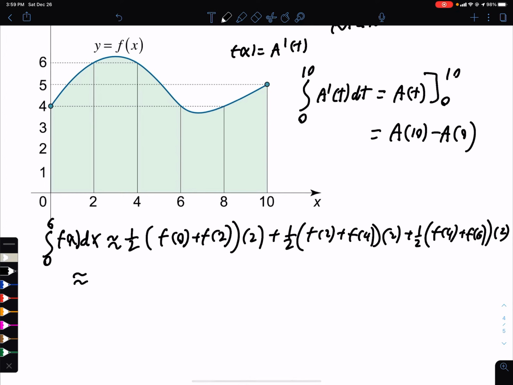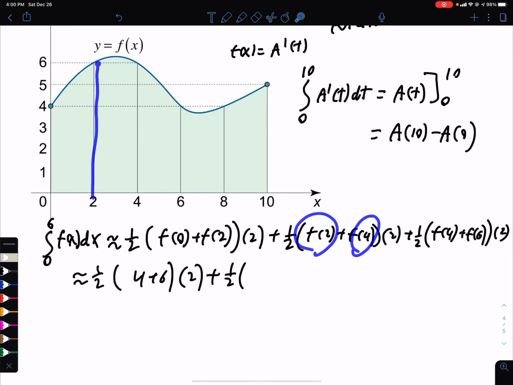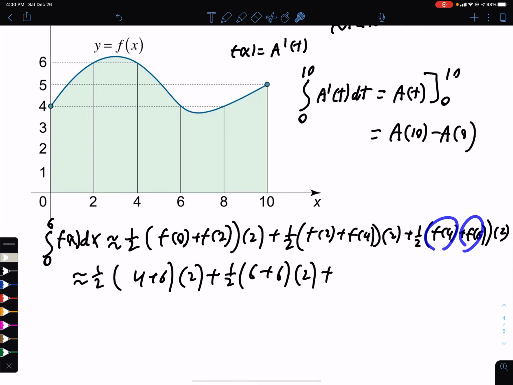So now, to continue on, how do I get f of 0? I look at my graph. It's 4. And how do I get f of 2? That's 6. So it's going to be 4 plus 6. And then how do I get f of 2 and f of 4? From the graph, f of 2 is 6 and f of 4 is 6. They both are 6. And for the last two, it's f of 4 and f of 6. That's going to give me 6 and 4. So it's going to be 1/2 times 6 plus 4. And the width of that, again, is 2.